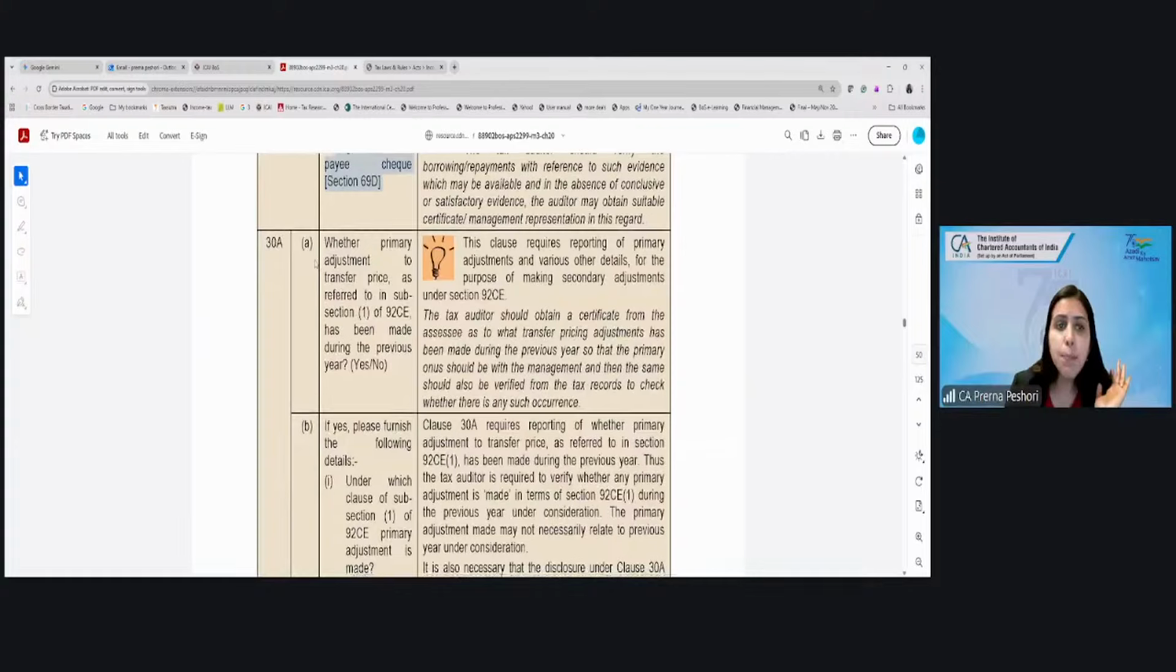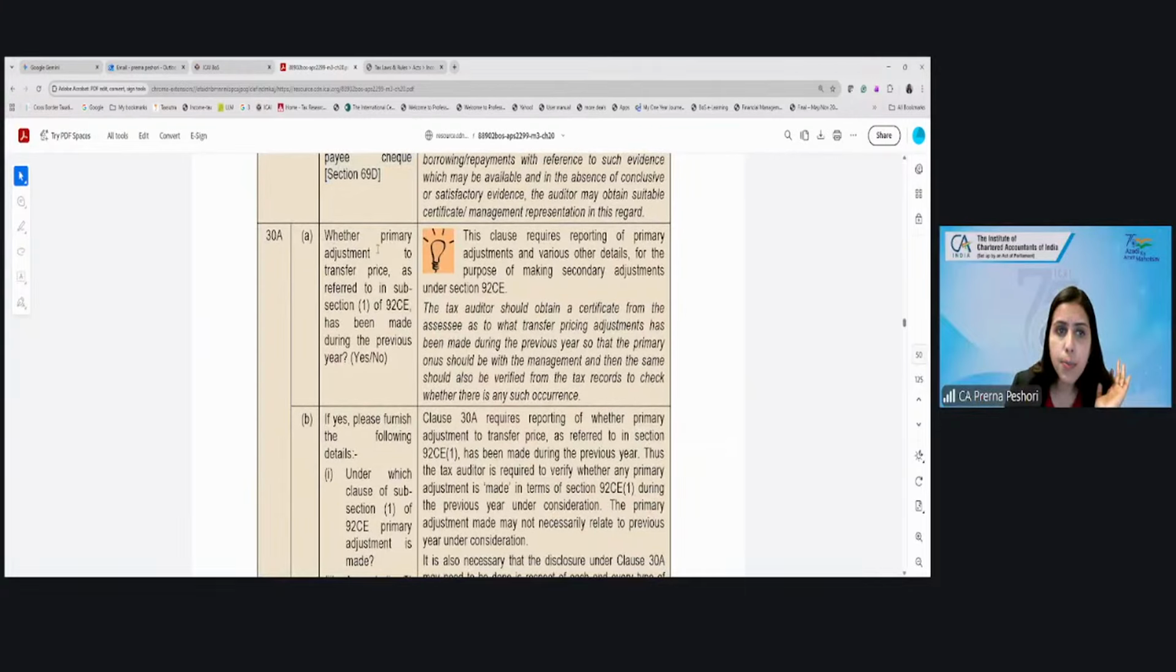30A is whether a primary adjustment to the transfer price as referred to in section 92CE has been made during the previous year. What is a primary adjustment? Primary adjustment is nothing but if there is a difference between your arm's length price and the transfer price, the price at which you are transferring the goods to the associated enterprises. So if there's a difference between the two, the adjustment is made to your income. So then you need to report it over here.